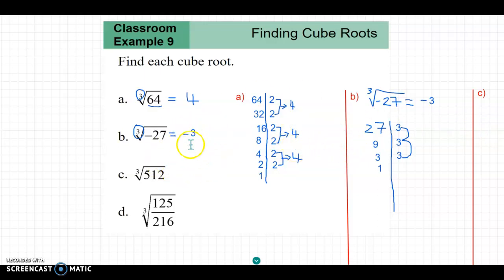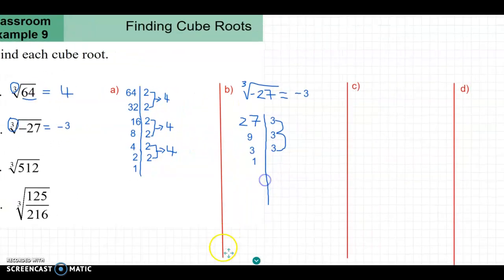Okay, guys. So we already have example B. Let's continue with example C. All right. Let's see what happens in example C. Here we are going to find the cubic root for 512. Okay, guys. So the same, we are going to do the prime factorization for 512.